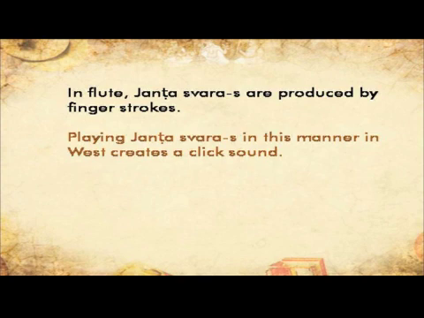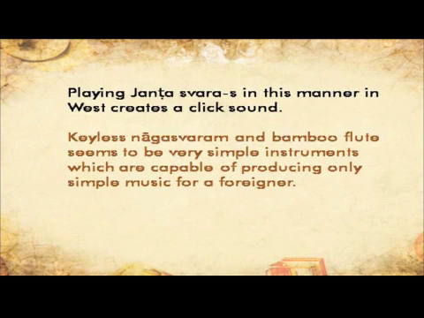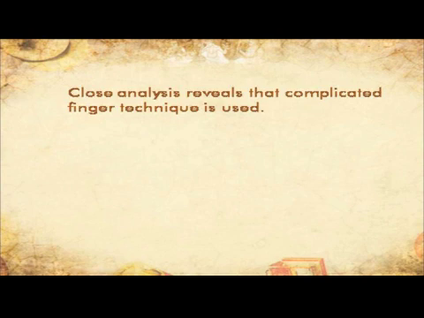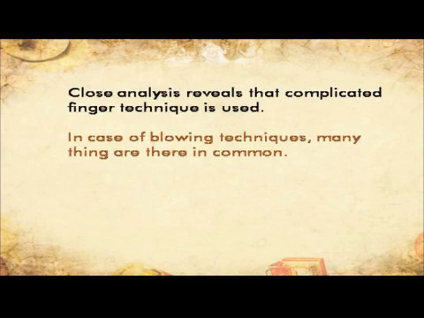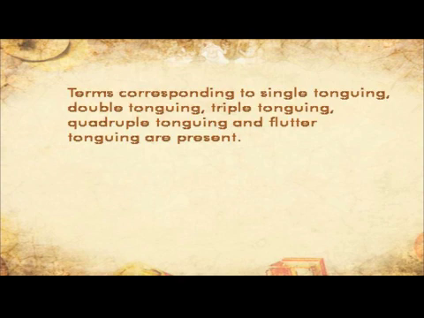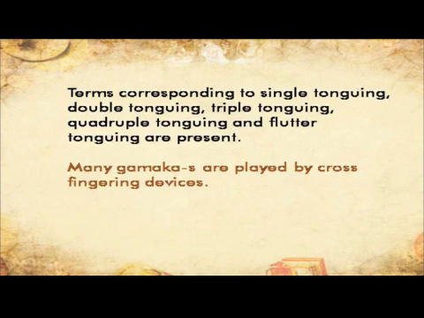A foreigner familiar with the highly elaborate keyed mechanism of the Western wind instrument, on seeing the keyless Nagaswaram and the bamboo flute, is likely to think that these are very simple instruments and are capable of producing only simple music. A close analysis and observation of the technique of play will reveal the complicated finger technique used to play Indian classical music. As far as the blowing technique is concerned, there are many things in common. There are terms here corresponding to single tonguing, double tonguing, triple tonguing, quadruple tonguing, and flutter tonguing. Many gamakas are played by cross-fingering devices.